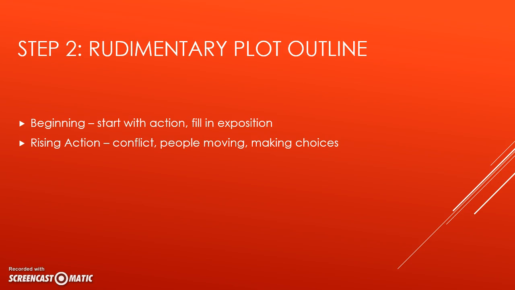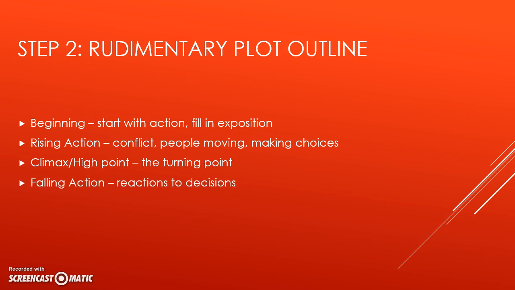Rising action is next, and this includes any sort of conflict that your characters might have. People are moving, we have action happening, choices are made, choices lead to consequences, and that sort of thing. The third part of your outline would be the climax or the high point of the story. This is the turning point, and again, your story should start as close as possible to the climax.